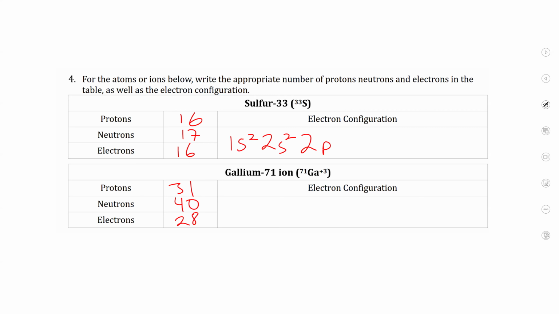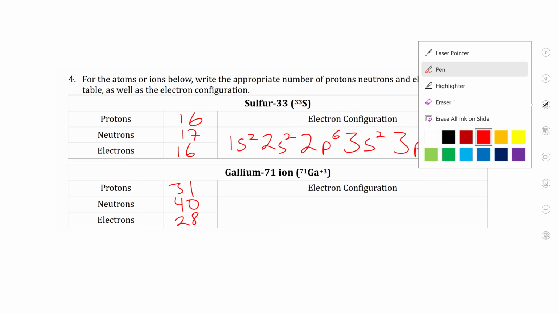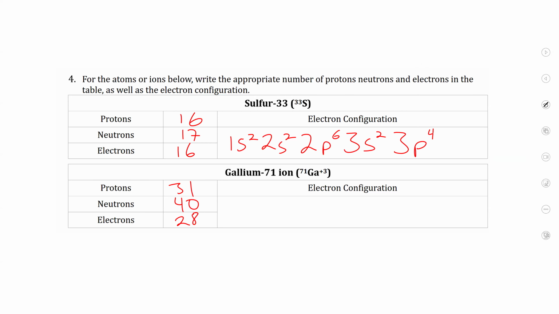Then we jump over to the p block, which can hold 6 electrons. That gets us to neon. Back to the s block, third row, s block, 2 electrons. 3p, not 6, 3p4. That gets us to sulfur.